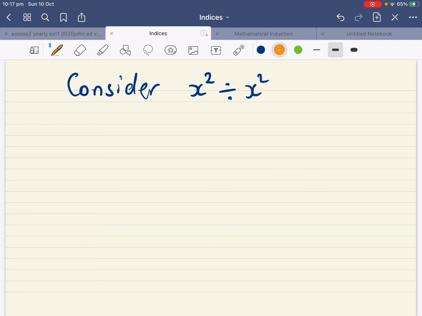Now we learnt with the second index law, we know what to do with division, right? So using index law 2, x squared divided by x squared, we know law number 2, keep the base the same. And then what do you do with the powers? When dividing, the powers minus. So 2 take away 2 gives you 0. So very truthfully, x squared divided by x squared is equal to x to the power of 0.